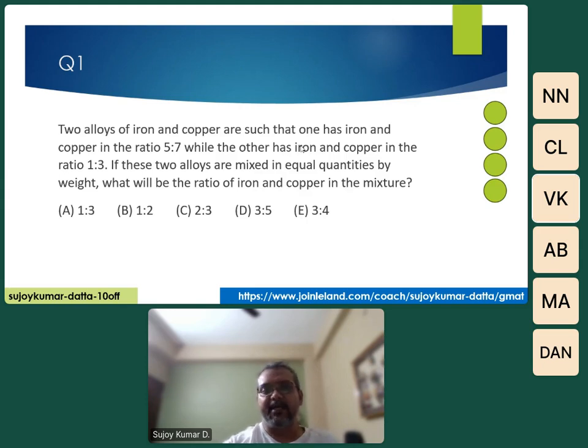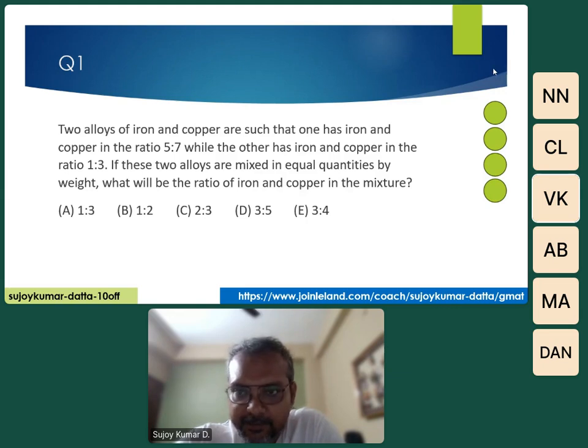Okay. So if I ask you, why did you add? Why did you think you could add? Yeah. So I was thinking because it's asking if these two alloys are mixed, so mixed means that we would add. I'm not exactly sure, but I'm thinking maybe we just add the 5 and 1 because that's the iron, and then copper is 7 plus 3. All right. Okay. So I'll just explain the concept once.